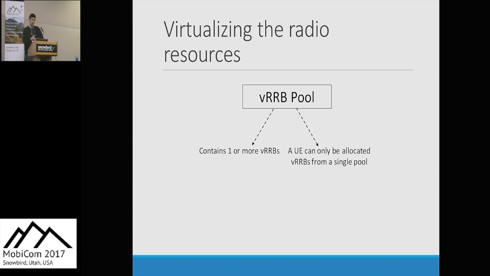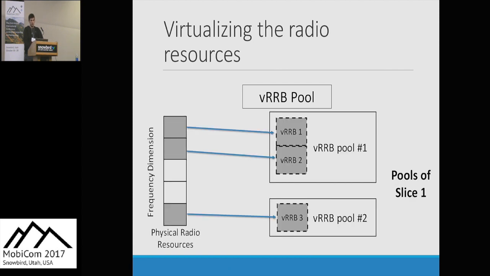And the control planes of slices can take these VRBs and schedule their mobile devices, but with the constraint that a mobile device can only be allocated VRBs from a single pool, which means that if you have resources that for some reason, like the one that I explained before, cannot be combined, then you would need to create different pools to put them in. So basically, going back to the previous example, these resources could not be combined together. The gray resource blocks could not be combined together for a single mobile device.